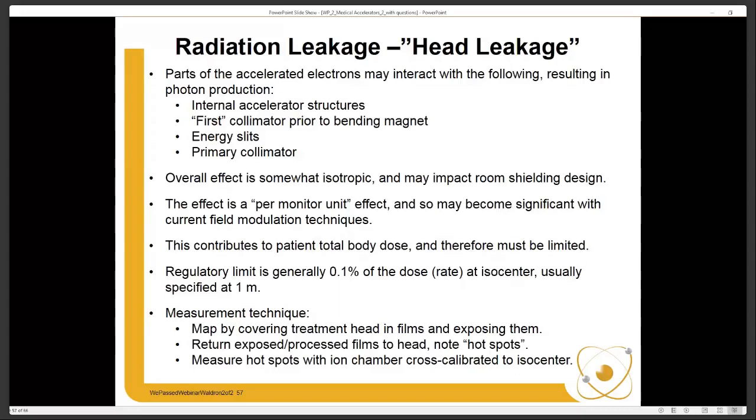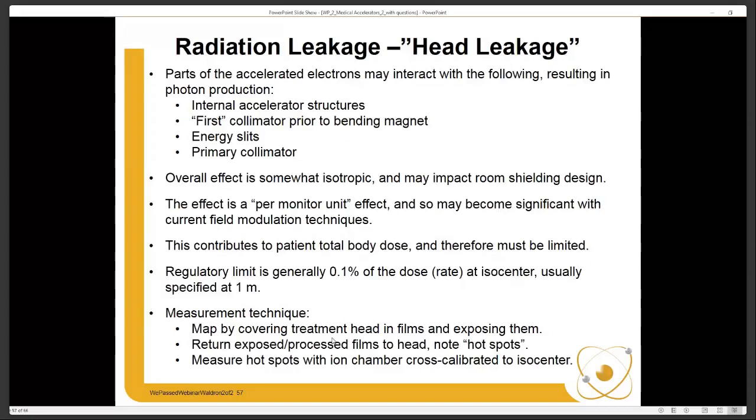So if I'm commissioning a machine and I need to figure out what the head leakage is, there are two ways I can go about it. I can accept the manufacturer's statement that it's less than 0.1% and assume that the machine was built perfectly in the factory. Or I can go ahead and measure it. And the measurement technique is as follows.